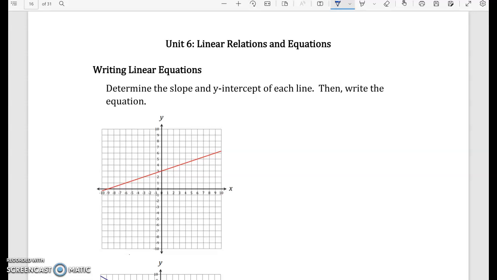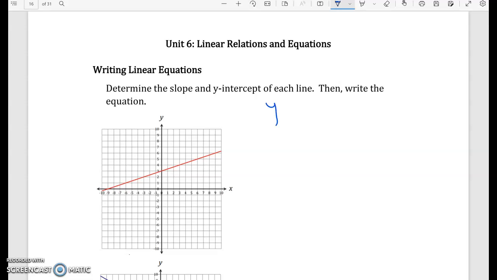I would like you to have those notes out in front of you and be filling them in as we move through this lesson. The next couple of days are going to be spent on slope, y-intercept, and then building those linear equations and interpreting real life graphs. Looking at this first set of questions, it asks us to determine the slope and y-intercept of each line and then to write the equation.